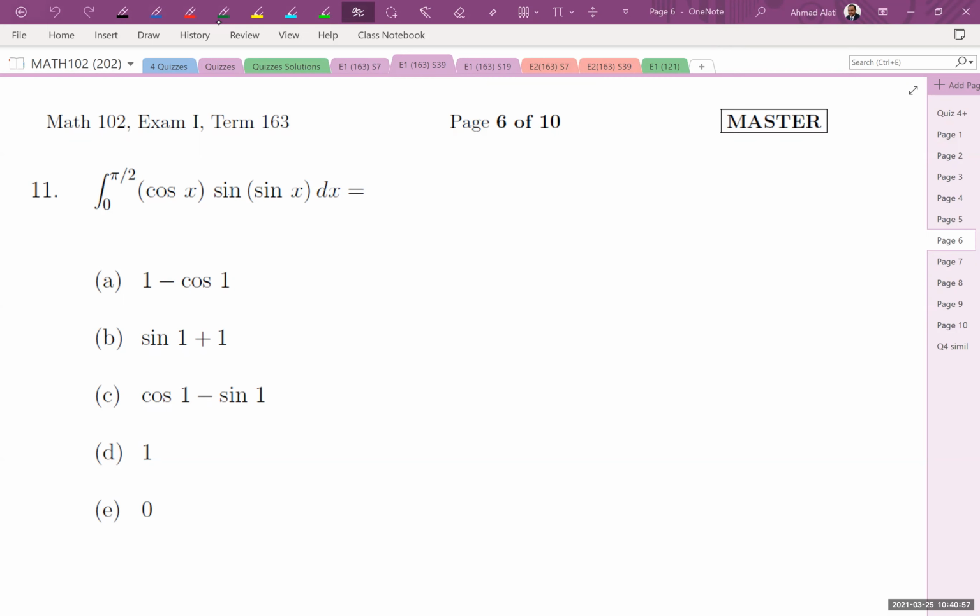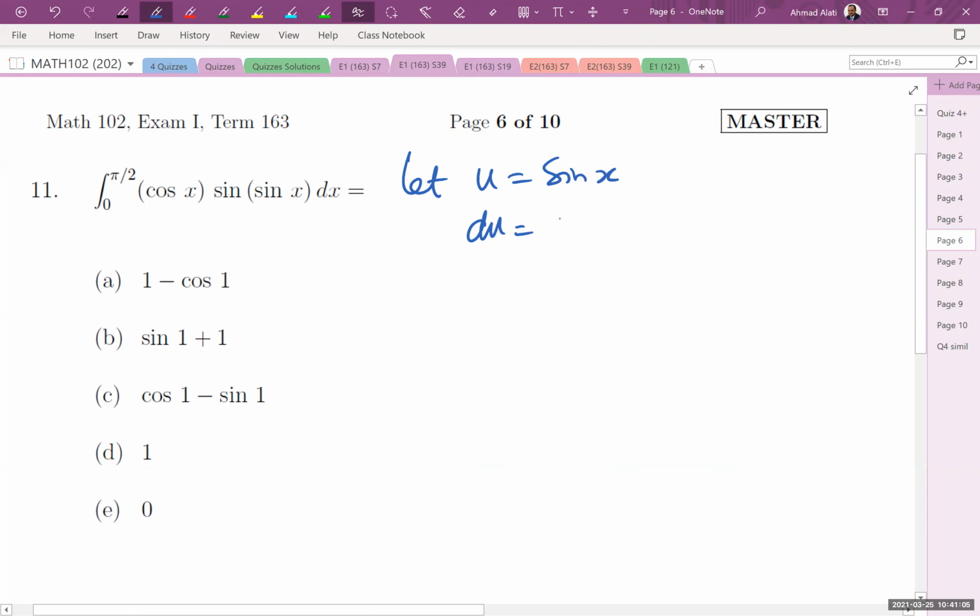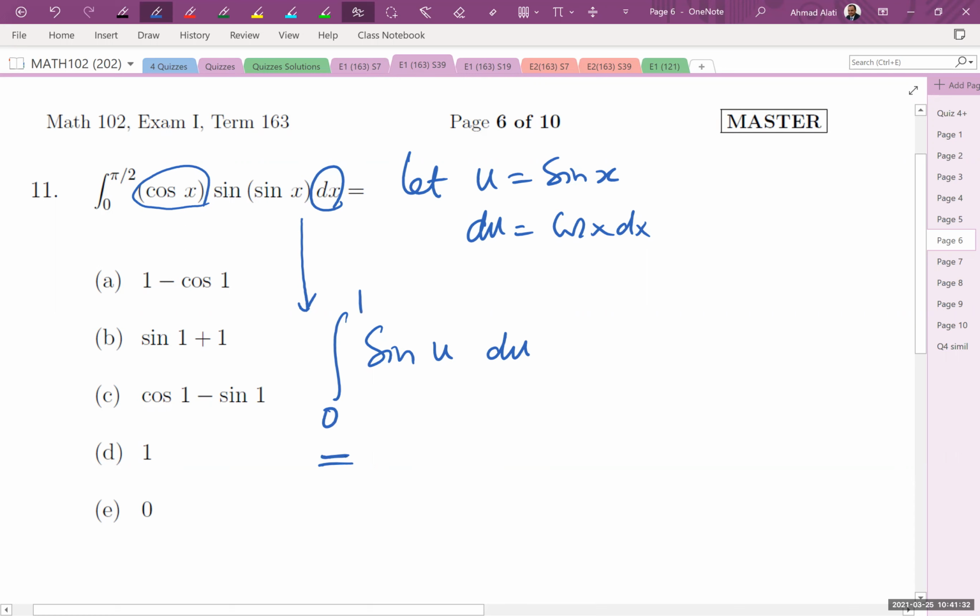Yes. So what you will do here, ya shabab, you will let u equal sine x. Du will be cosine x dx. So now this integral will be equal to the integral of sine u, and this cosine with this dx will be du. When x is 0, sine 0 is 0. When x is pi over 2, sine pi over 2 is 1. And this is trivial now. What is the integral of sine u?